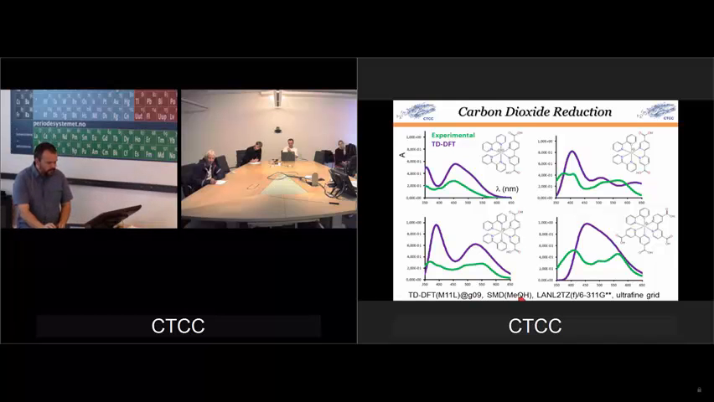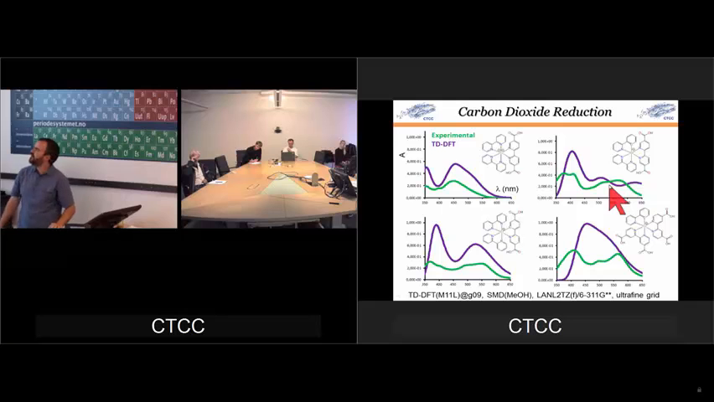Now the solvent is methanol, which is also introduced with the SMD continuum model, with a triple Z quality basis set with pseudo potentials and ultrafine grid. Well, the agreement is quite good here. Not so good there, but we fixed that one. I will finish my talk with that one. And I'm not going to talk on this one.